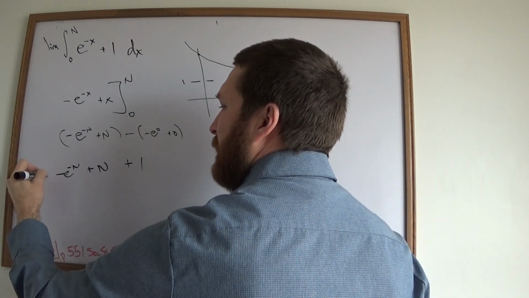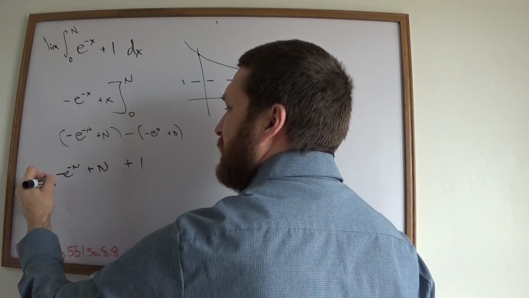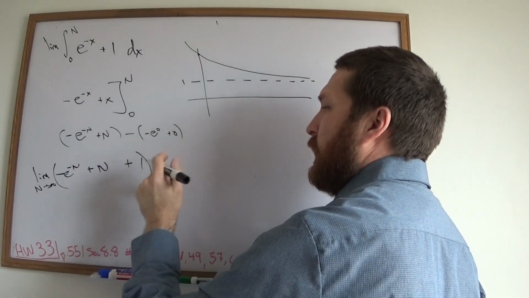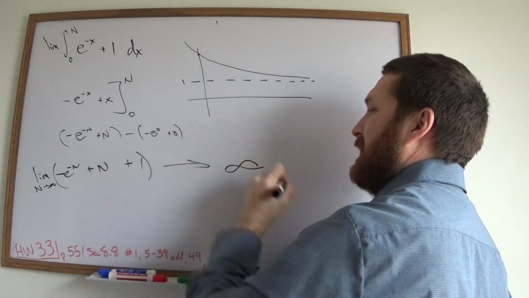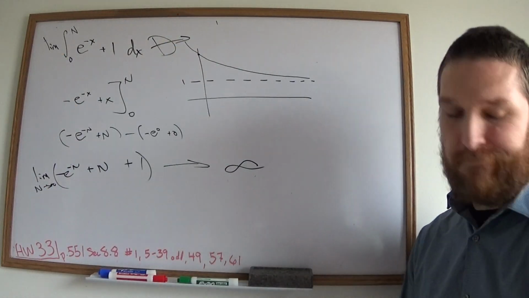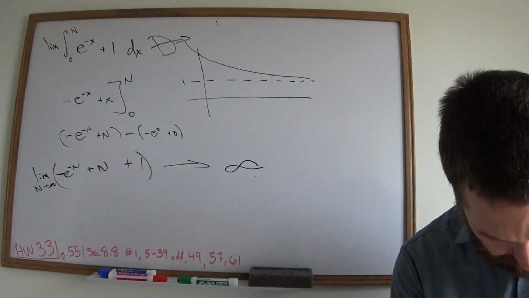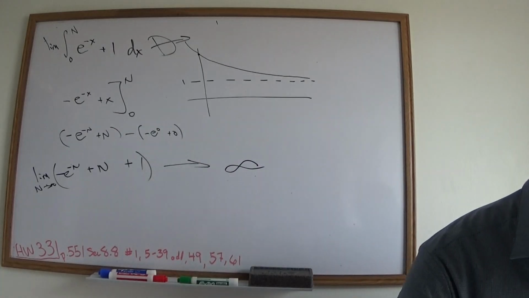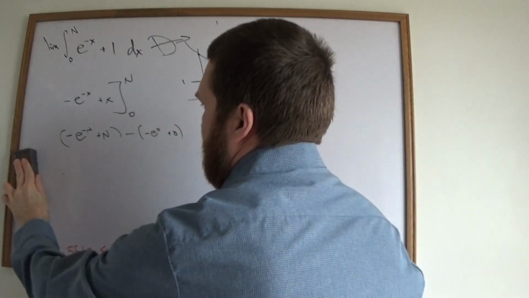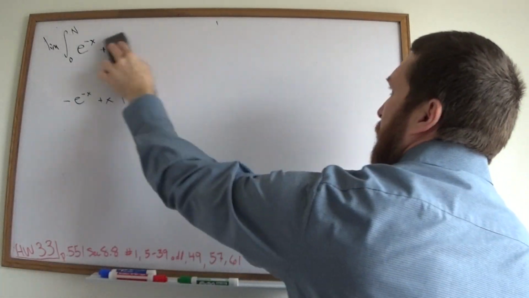Now we take our limit as n goes to infinity. And this goes to 0. It stays at 1, but this goes to infinity. So this diverges. All right. Okay. Necessary, not sufficient.